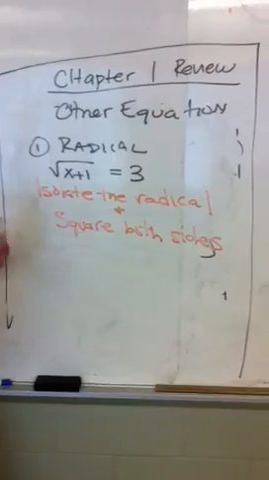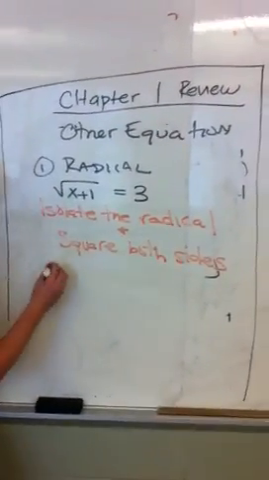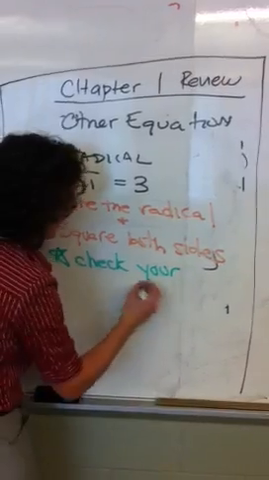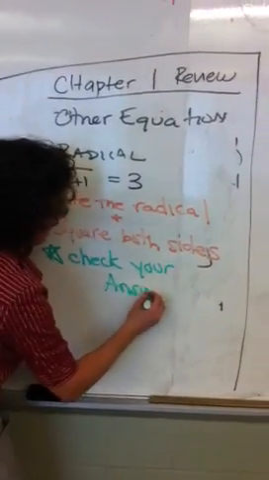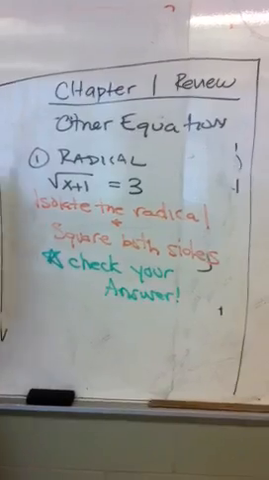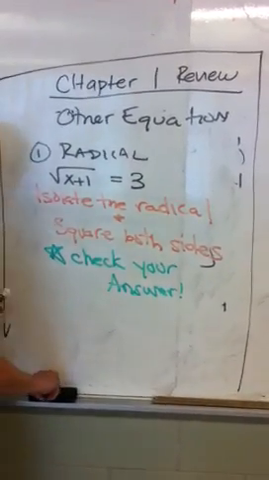Okay, so we would square both sides, and with these, you have to make sure that you check your answer. Because remember, sometimes we get extra solutions. So that would be radical, and you have notes on that if you need that.